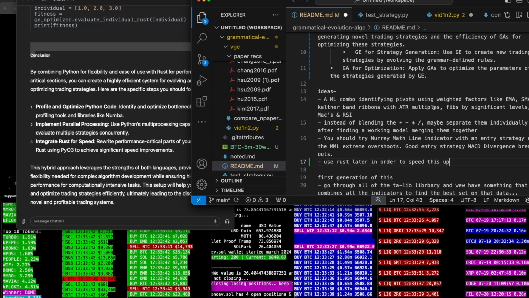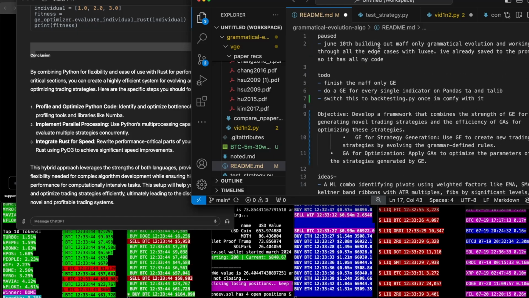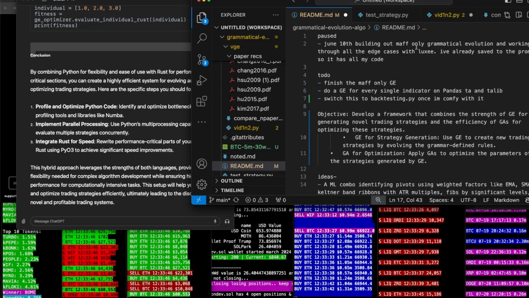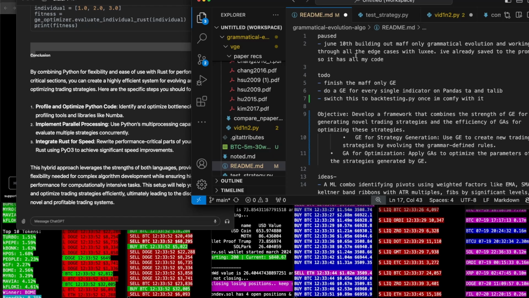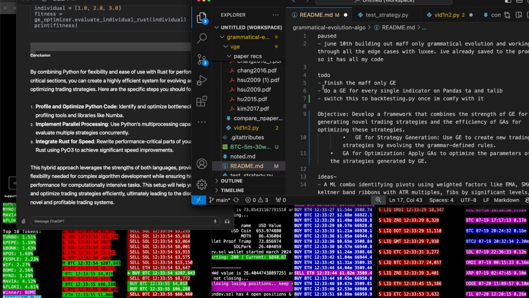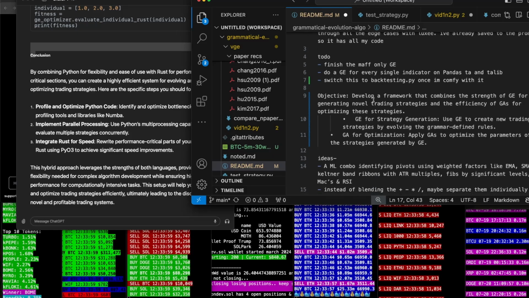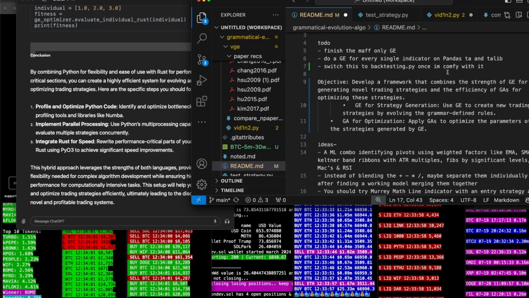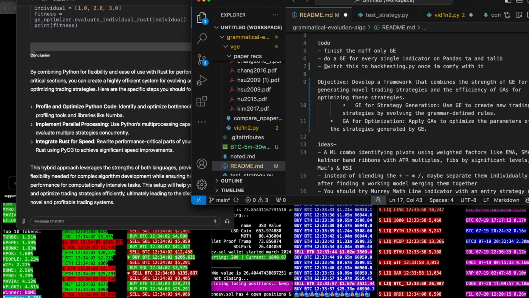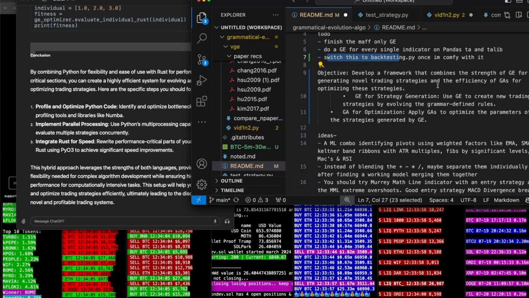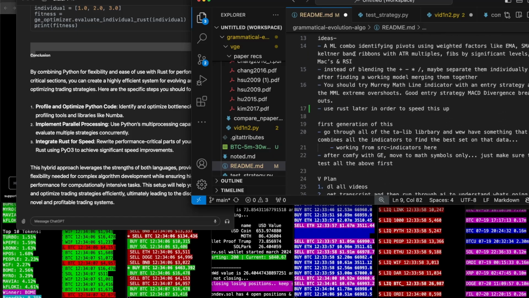Let's go ahead and look through our notes because we've been working on this for a while. June 10th: building out math only on grammatical evolution, working through all of the edge cases with Luxy. I've already saved to the prompt, so it has all of my code. Perfect. So to finish the math on GE, do a GE for every single indicator in Pandas TA and TA-Lib. Ooh, that's going to be so sick. Switch to backtesting.py once I'm comfy with it. So we just wrote that one down.